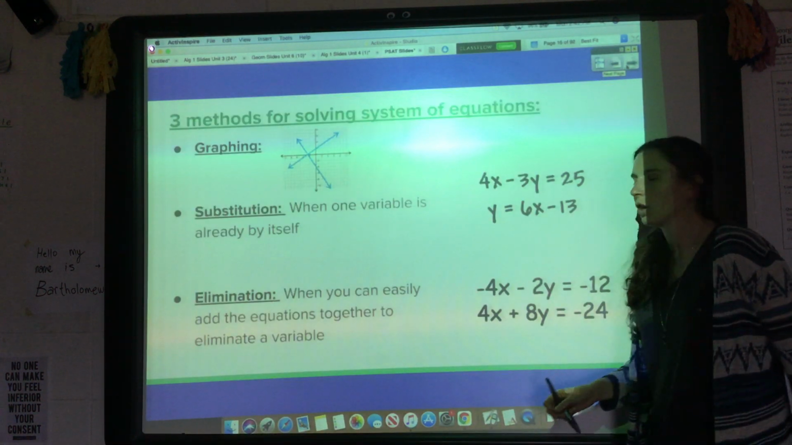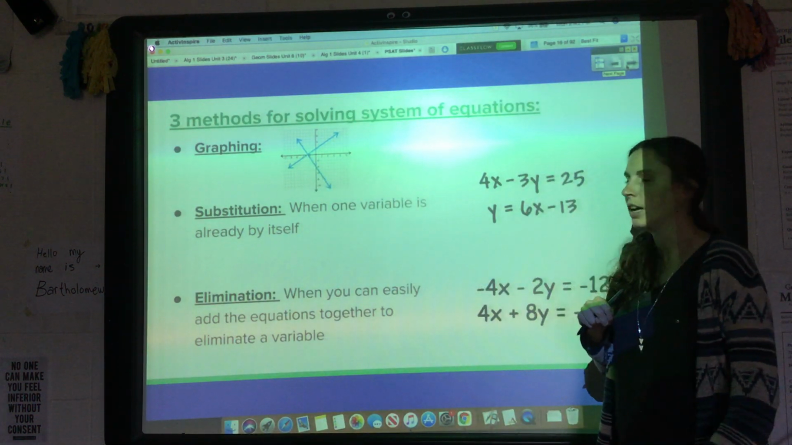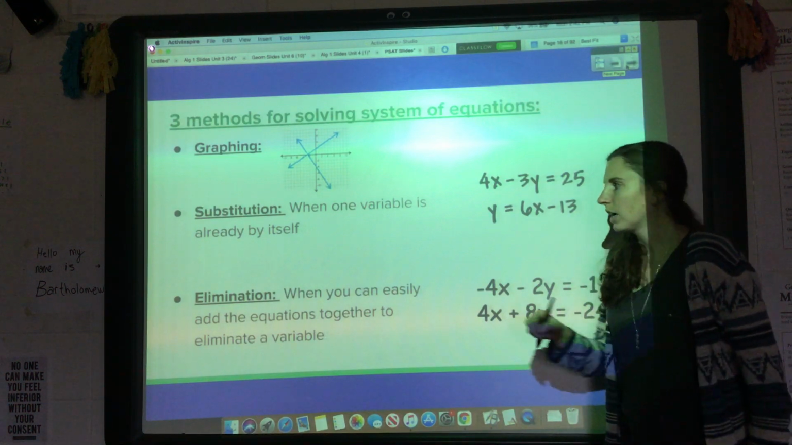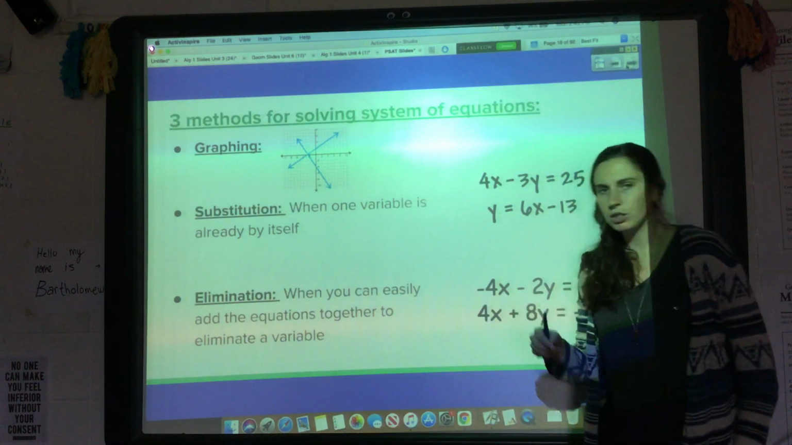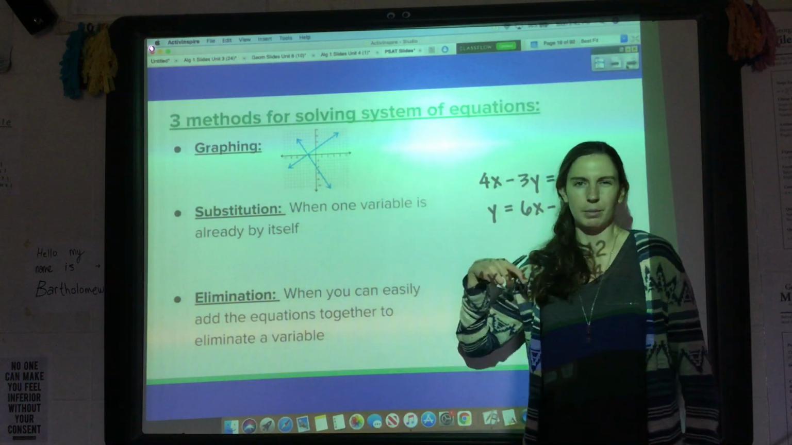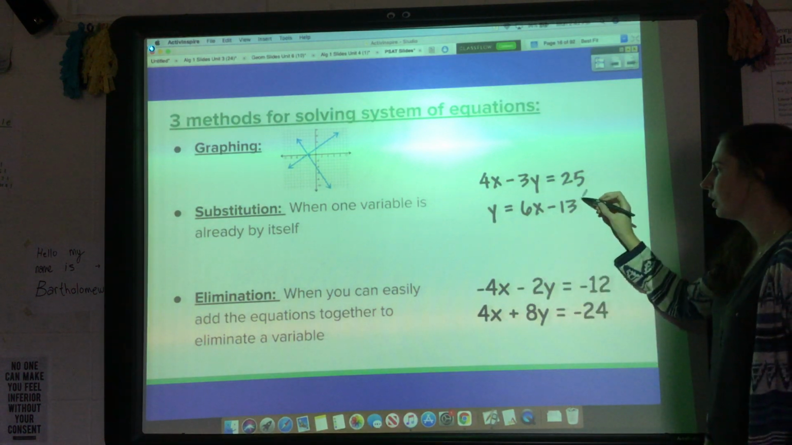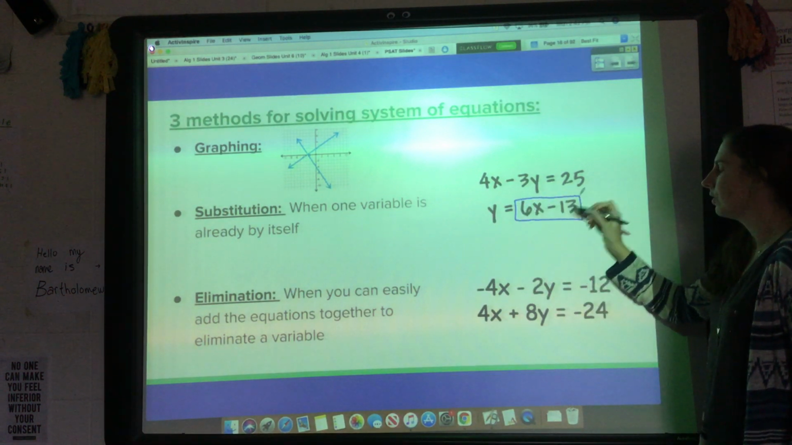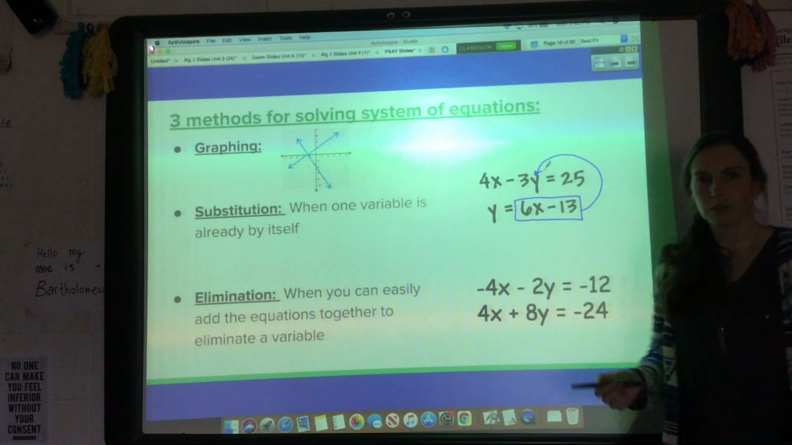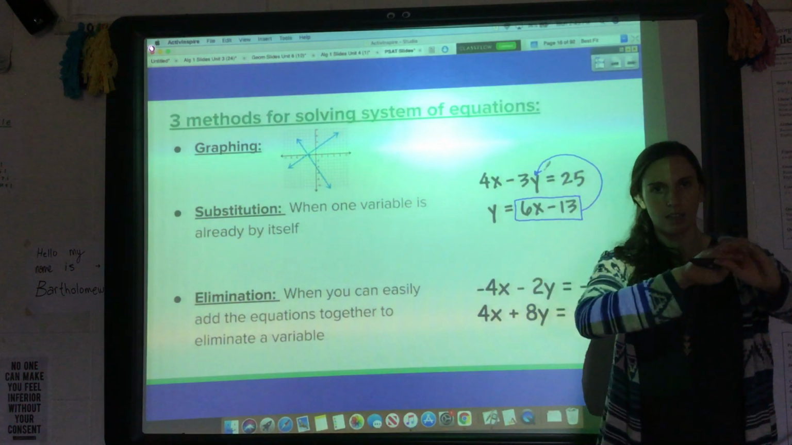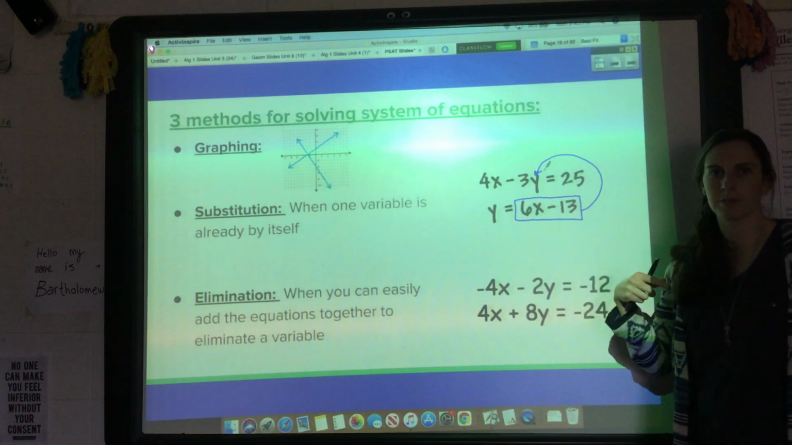All right, so if you don't have graphs or if you don't want to graph them, there are 2 other ways to solve a system of equations. You've got substitution method and elimination method. Substitution is best when you've got one variable already by itself, like this. With substitution, you just substitute all of this in for y in the other equation. Basically, you take one equation and you put it in the other. You just substitute all this for y because it equals y.